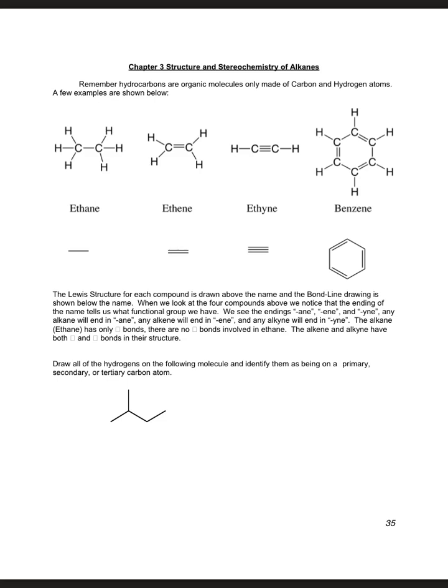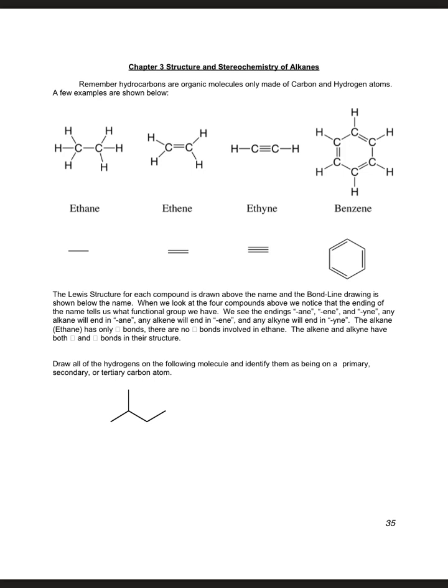Good afternoon. Here we are talking about chapter 3 in the textbook. Chapter 3 is on hydrocarbons. We have a couple of examples up here showing the functional groups. We have the alkane, ethane, which has the ane ending because it's all sp3 hybridized carbons. We have ethene, or ethylene, where sp2 hybridized carbons are connected with a double bond. Ethyne, or acetylene, has the triple bond between the two carbons, so they're sp hybridized.